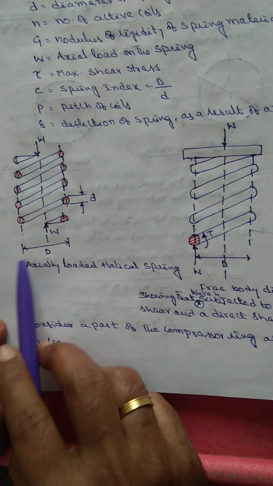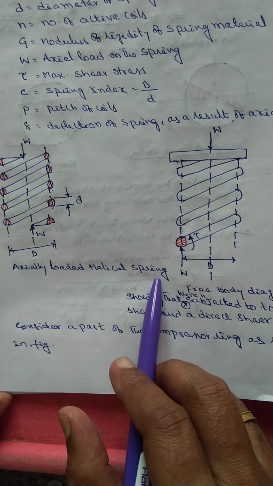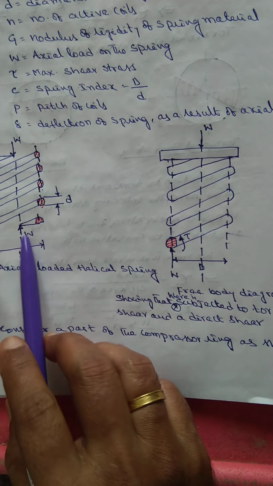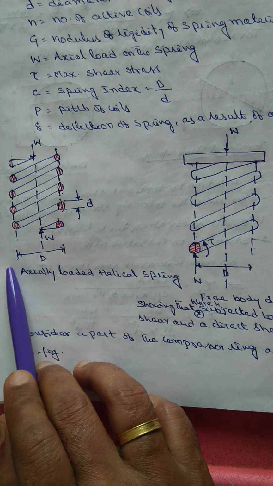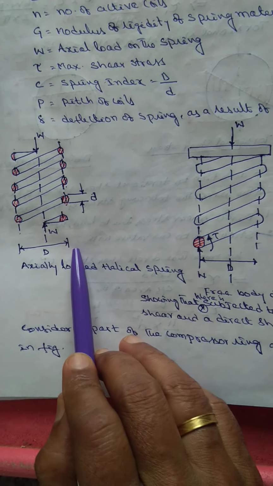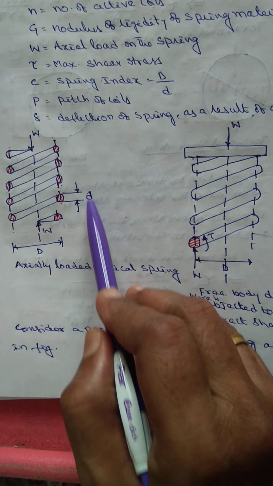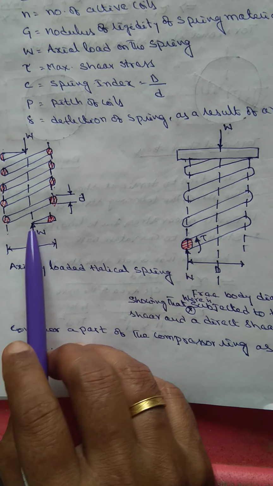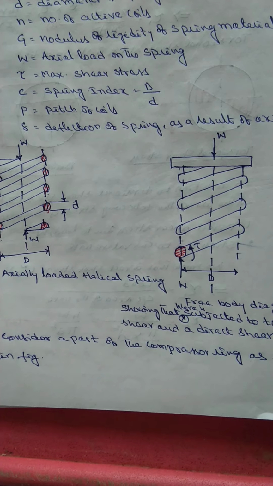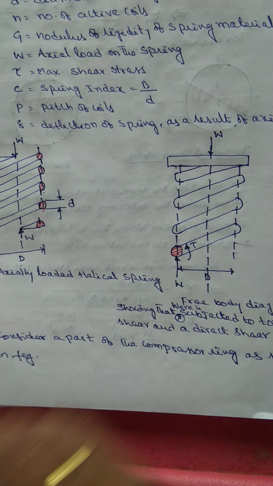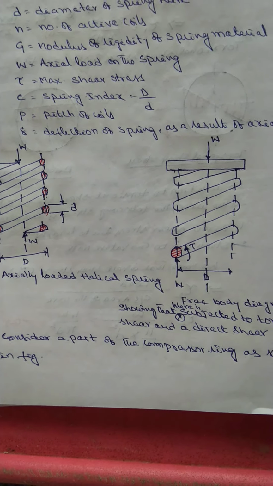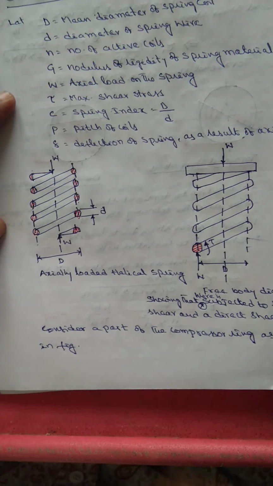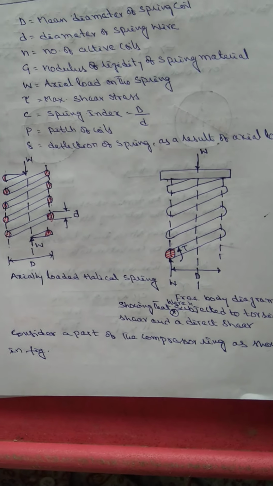The first one is the axially loaded helical spring. So axially we are applying the load between these two ends, and I have shown here how the mean diameter will be there, and how the diameter of the wire will be there, and how the axial load is working on the spring from start to end. Another free body diagram shows that the wire is subjected to torsional shear and direct shear.